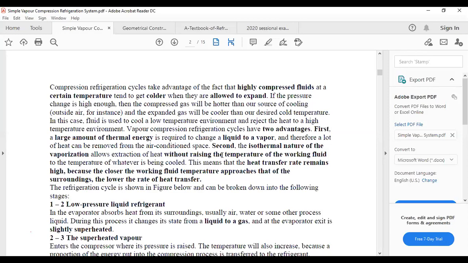So this is what happens even in a liquid refrigerant. For it to change to gas, meaning it has absorbed a lot of heat, and that's when it will change to gas. So a lot of heat will be absorbed before it changes to gas.